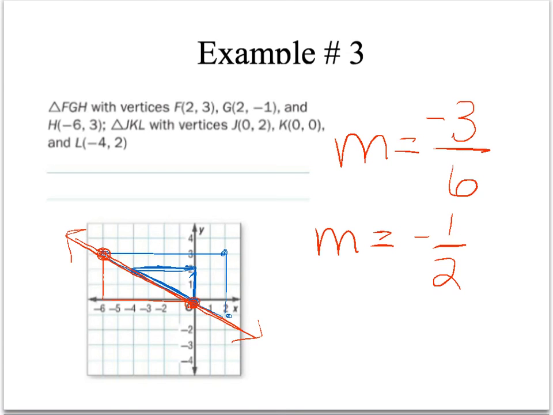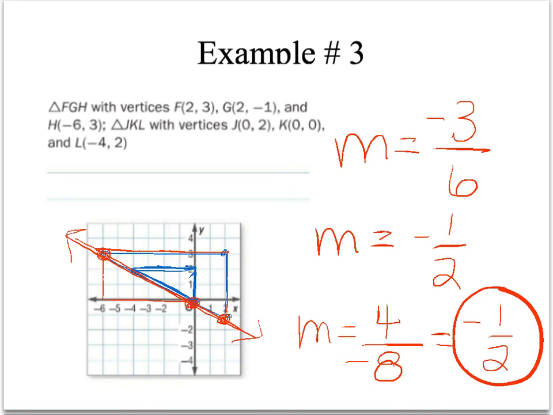I can count this from this point here. I'm going up, but backwards. So I'm counting up 1, 2, 3, 4, and back 8. So I am going up 4 but back 8, and 4 over negative 8 reduces to a negative 1/2, which, again, is the same slope.